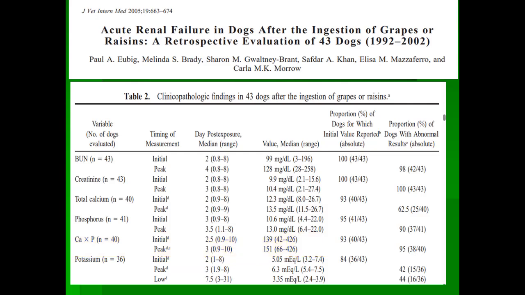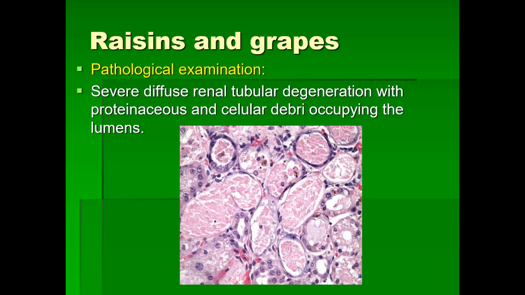Now, the most consistent lesion in post-mortem examinations was the diffuse renal tubular degeneration with proteinaceous and cellular debris occupying the lumens. In a few dogs, there was mineralization of extrarenal tissues like the gastric mucosa, the myocardium, and the blood vessel walls. And this lesion that we see here is actually quite similar to the one we just saw for pigweed and acorn poisoning, which is a coagulative necrosis. So as you can see, different toxins can produce similar lesions.